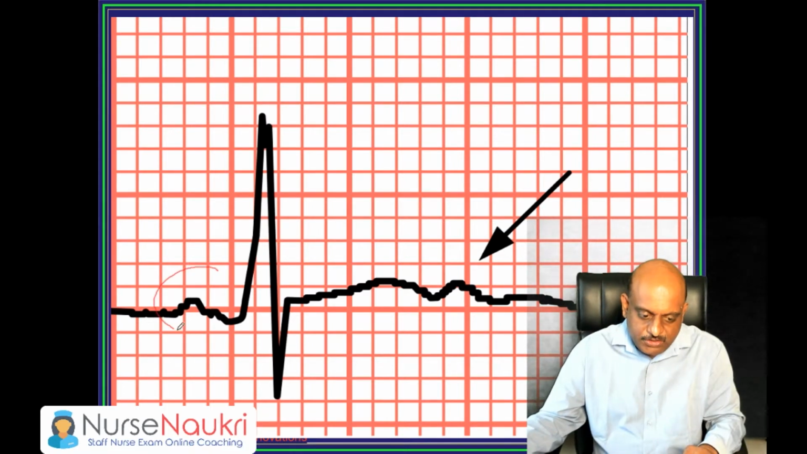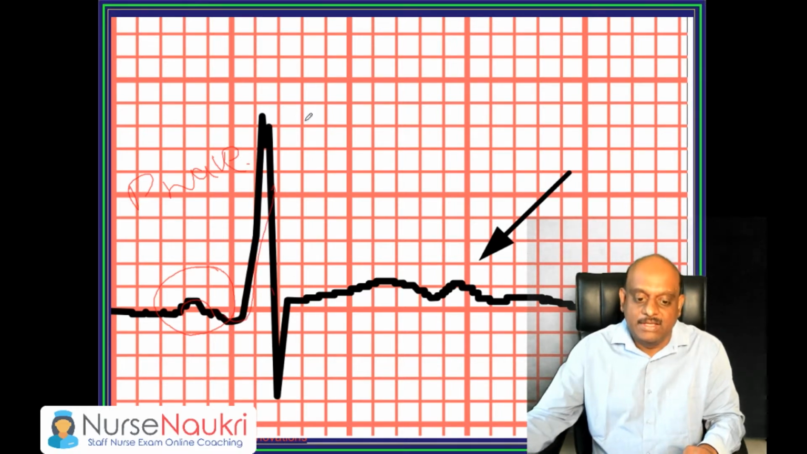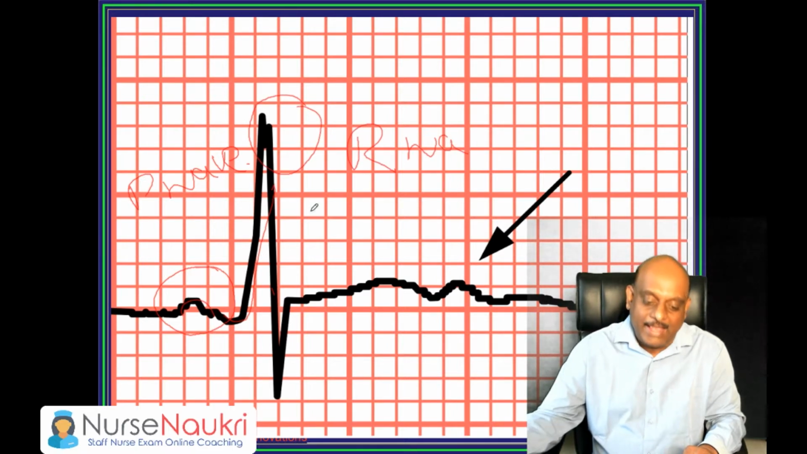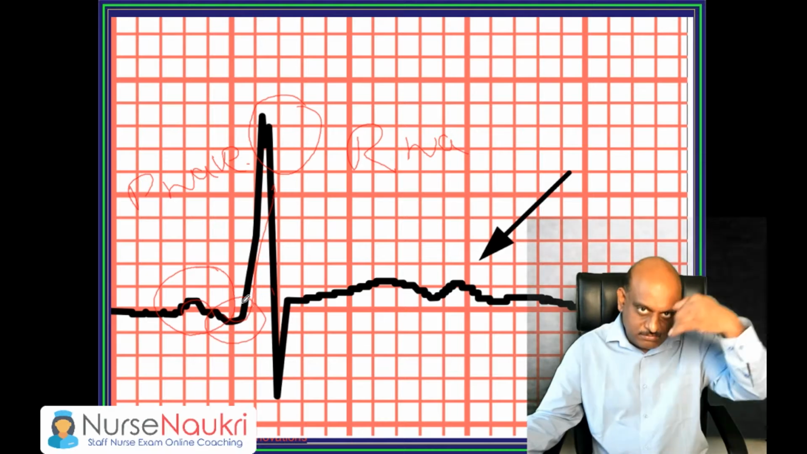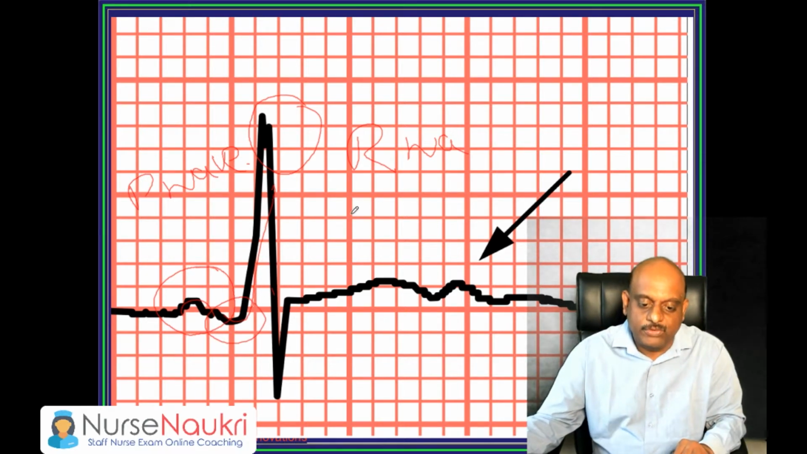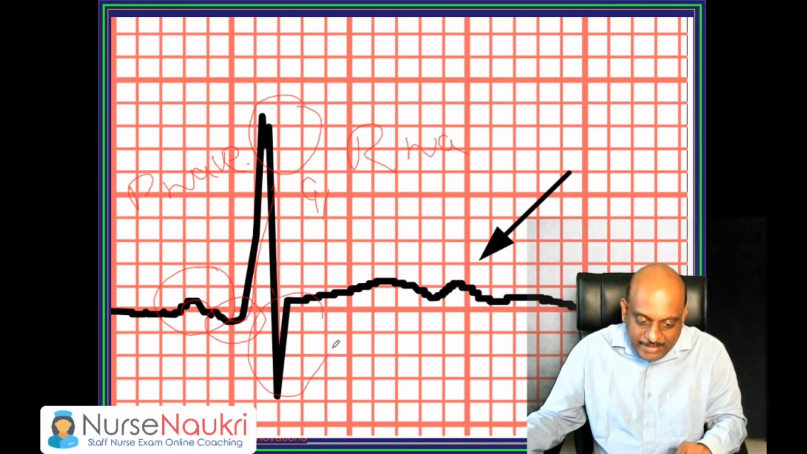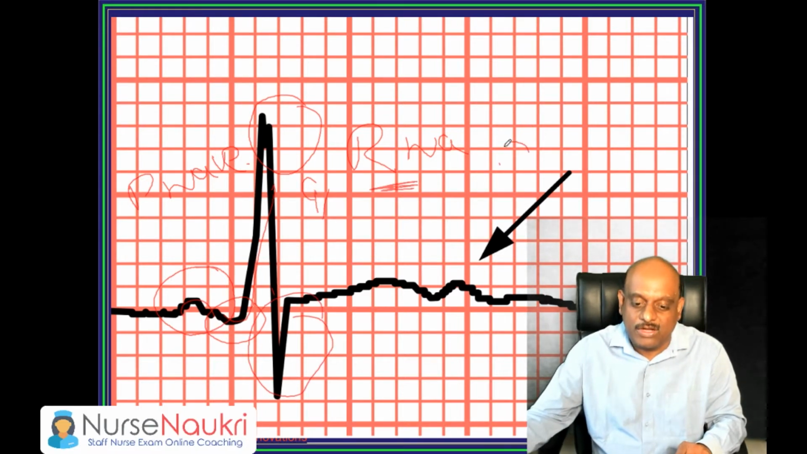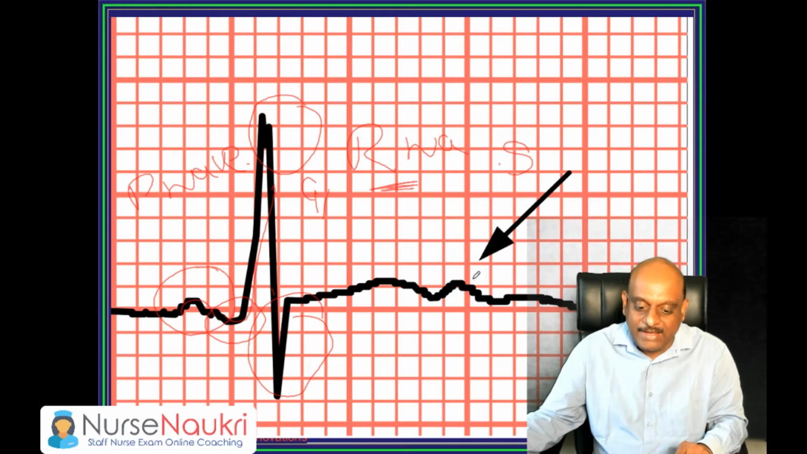So first, you should know what the waves in ECG are. First, you have a wave called the P wave. What is this called? P wave. Then you have the QRS complex. Any positive wave is called R wave, and any negative wave before the R wave is called Q wave. Any negative wave after the R wave is called S wave. Then after that you have a T wave.